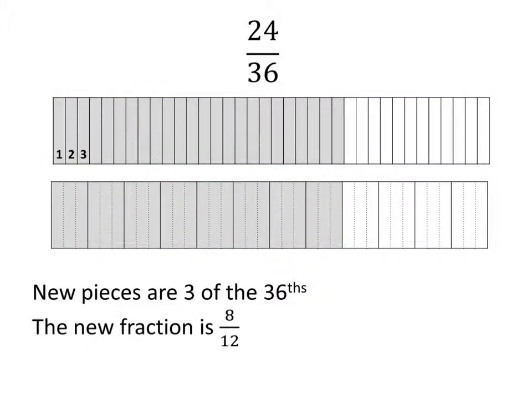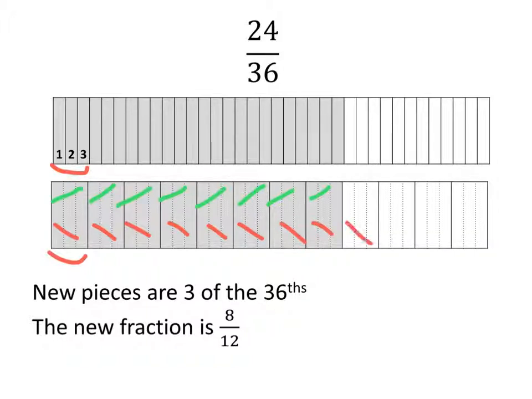Same idea with groups of 3. Again, my original 24/36, and now I took 3 of the 36 to make my new piece, and I'm going to count again. I have 8 pieces that are shaded. 12 pieces in the whole. So my new fraction is 8/12. So 24/36 is equivalent to 8/12.